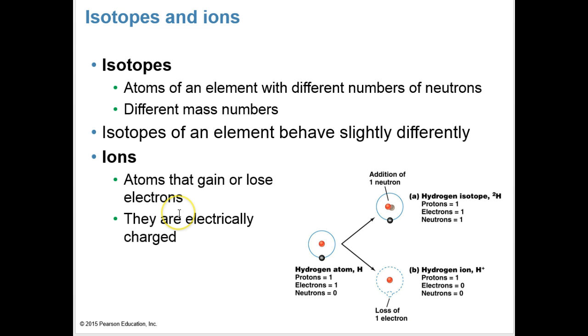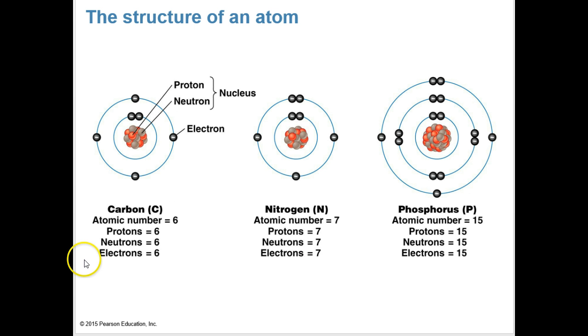Ions are atoms that gain or lose electrons. They're electrically charged. And this happens all the time in chemistry.